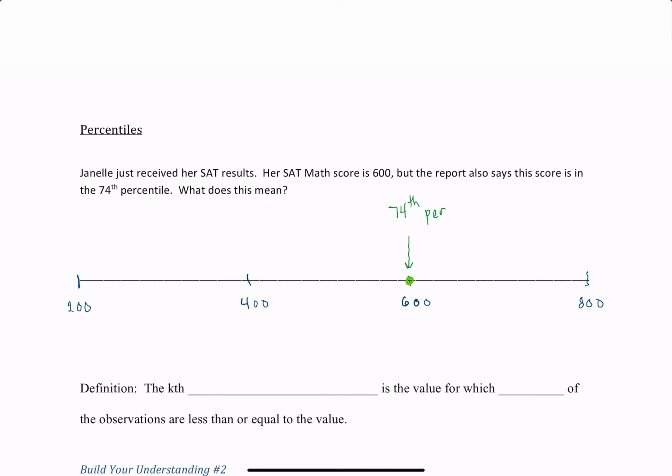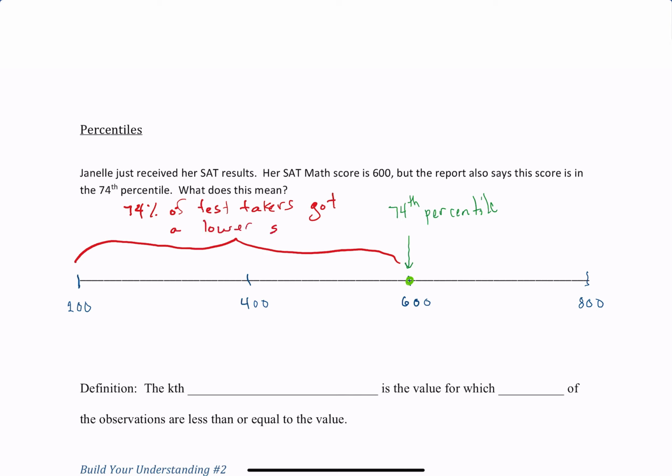What does that mean? Well, what that means is that 74% of the test takers did worse than she did. I'll say got a lower score. Leaving, of course, then the other 26% to get a better, higher score.